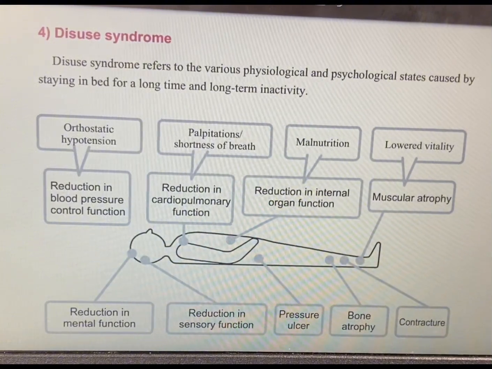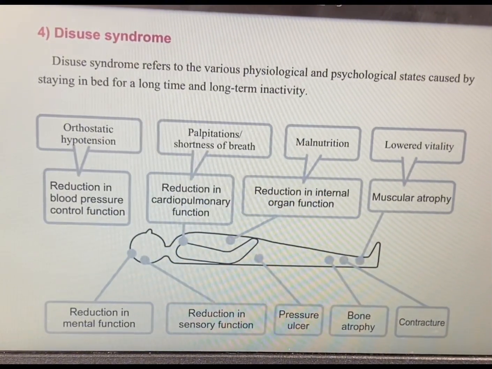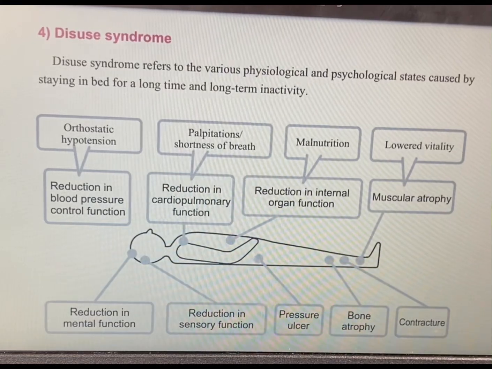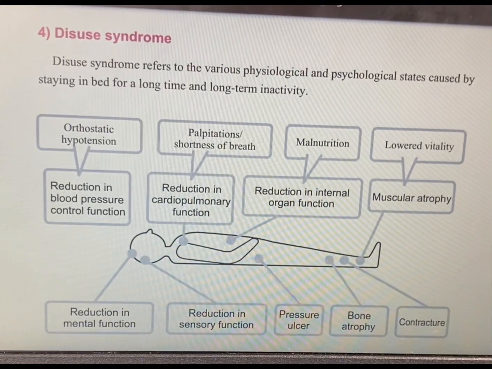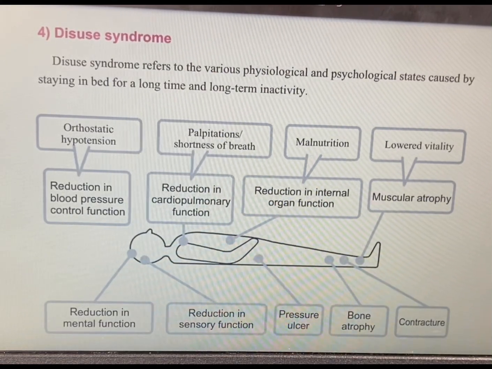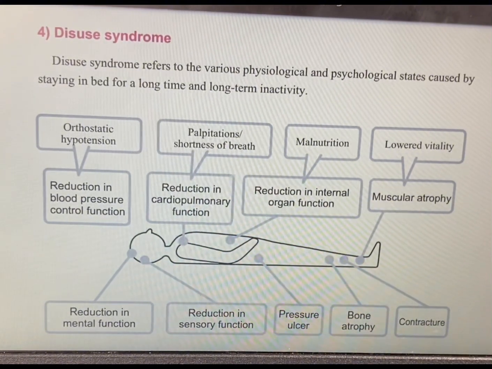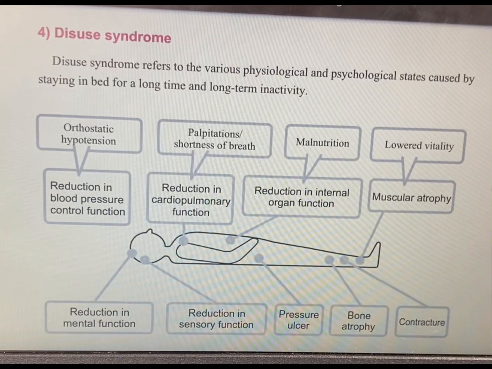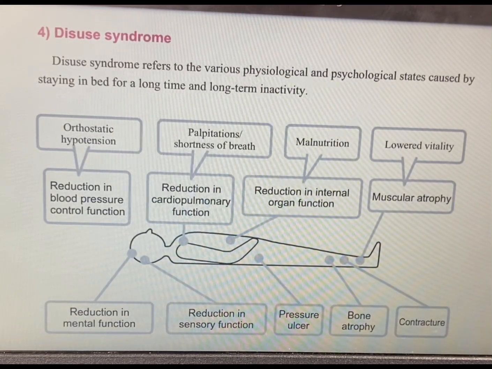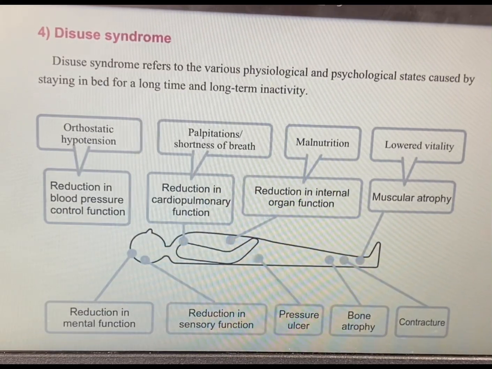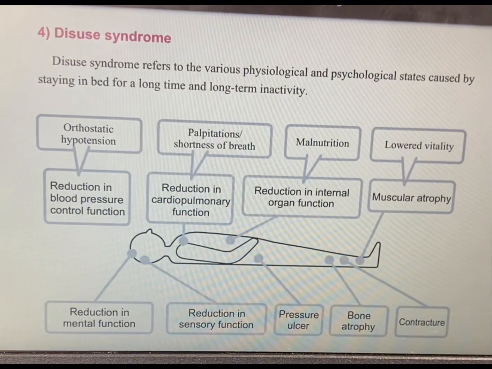Next is reduction in mental function. So affected din po ang ating brains, no. Kasi nga po wala masyadong stimulation, nakahiga lang lagi. Ano ba ang lagi nakikita natin pag nakahiga? Yung ceiling lang, yung walls. So, kailangan kasi ng brain natin ng stimulation. Kailangan marami tayong nakikita. Kailangan our brains would function well if maraming stimulants.